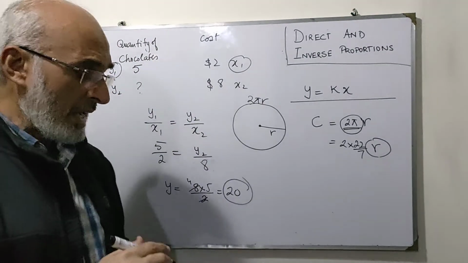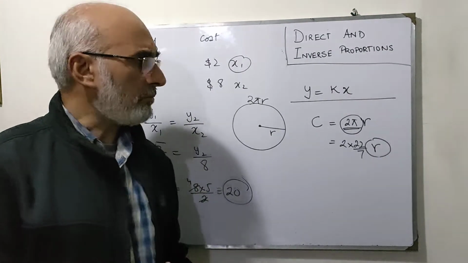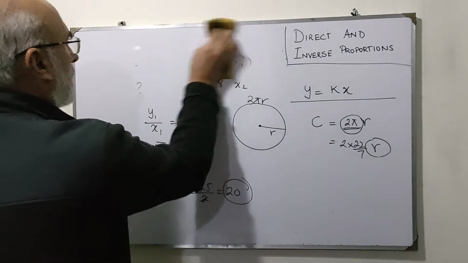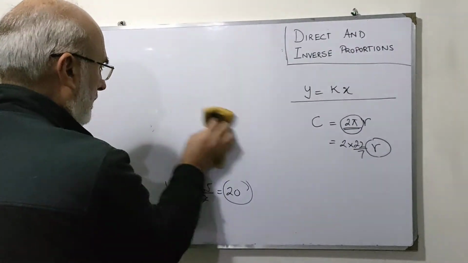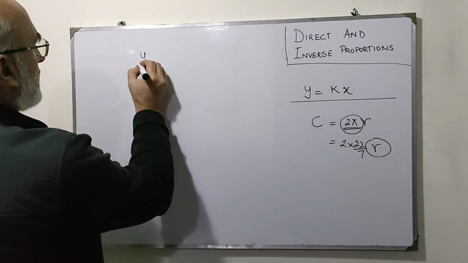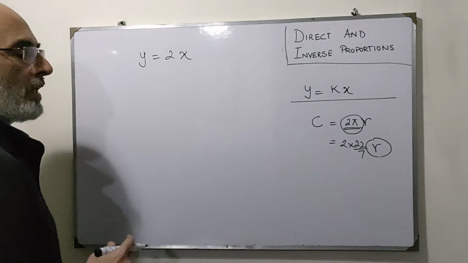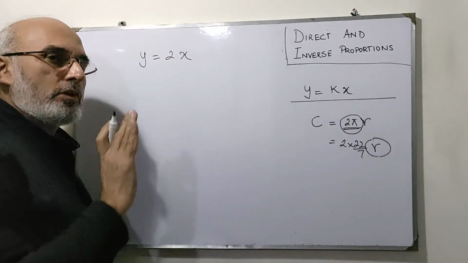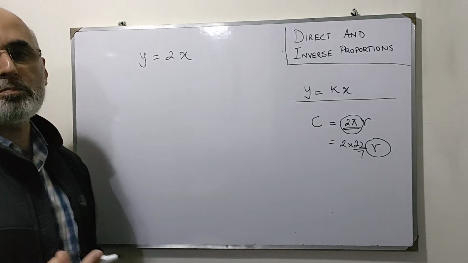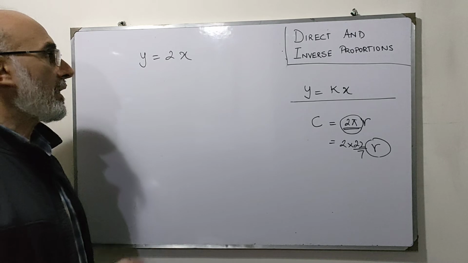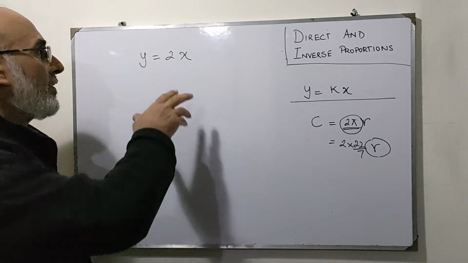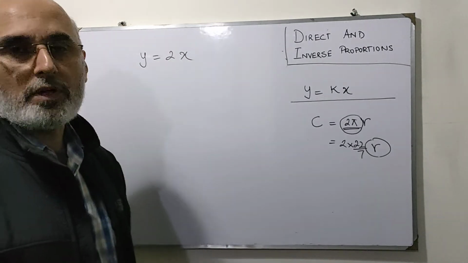Okay. Now coming to the same thing, let's take a simple example. Suppose I have an equation y is equal to 2x. It means that whatever the value of x is, the value of y is going to be doubled because it is multiplied by 2, right? So let's draw a graph for it and see what kind of graph we are going to have.